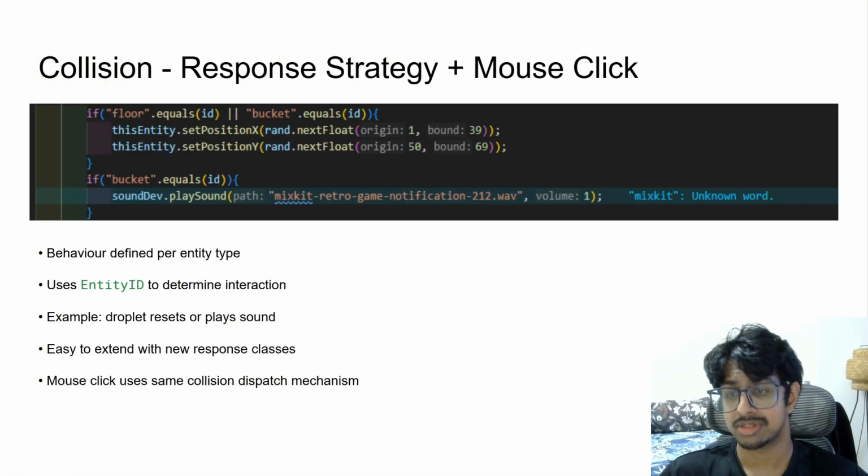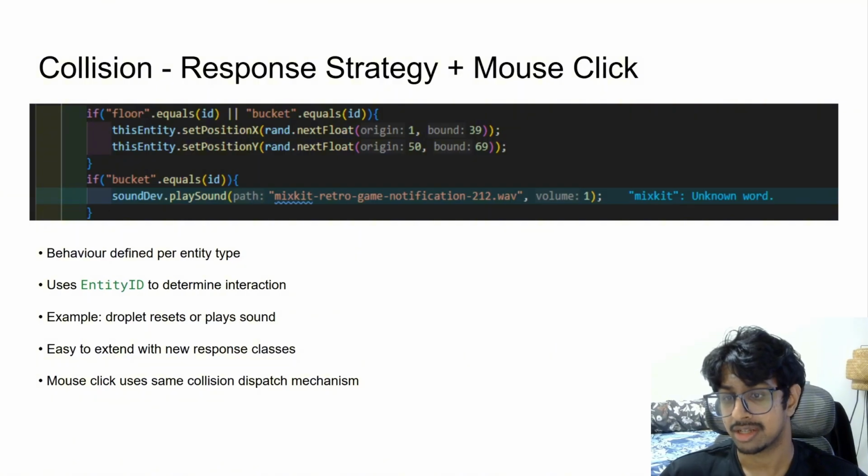Now lastly, the response layer defines actual gameplay behavior. For example, the droplet response checks the ID of the entity it collided with and performs actions such as repositioning or playing a sound. Because behavior is isolated in response classes, new interactions can be added without modifying the collision system itself. Mouse click detection is also placed under the collision system because it follows the same mechanism.